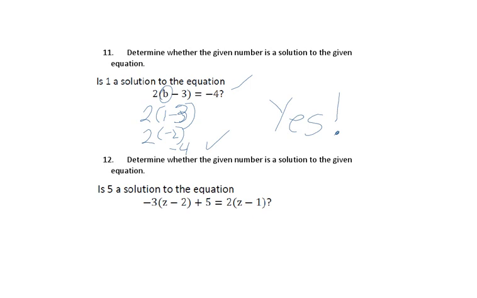Number 12 would like to see if 5 is a solution. Let's replace z with 5 and see what happens. Let's see if both sides are the same. 5 minus 2 is 3. Negative 3 times 3 is negative 9. Plus 5 is negative 4.